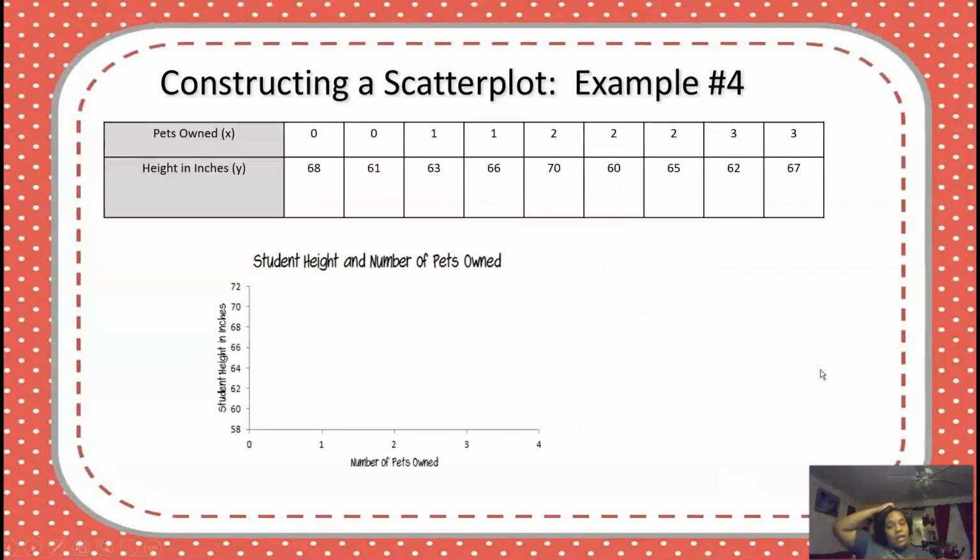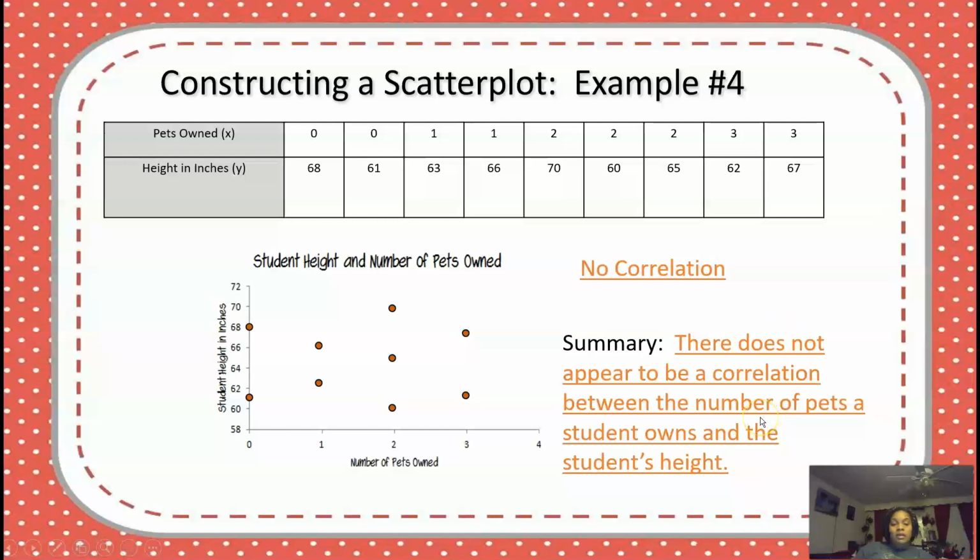And the student height and number of pets owned. Once again, if you look at the points, they're everywhere. They're not consistent. They're not going up. They're not going down. So there's no correlation here. There does not appear to be a correlation between the number of pets the student owns and the student's height. It doesn't matter.